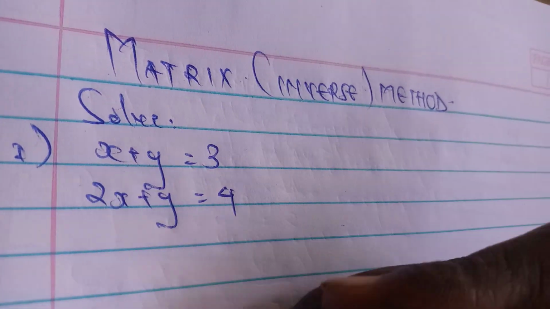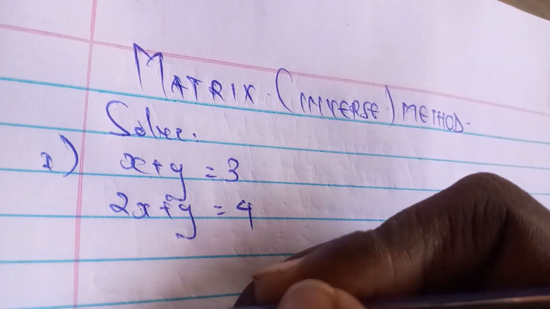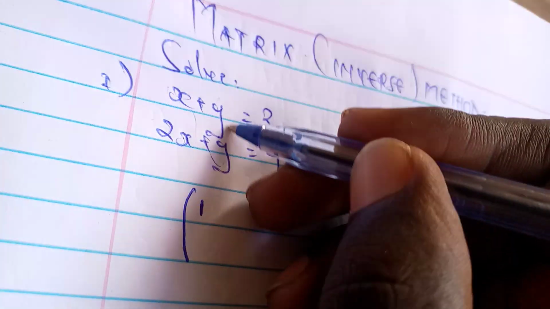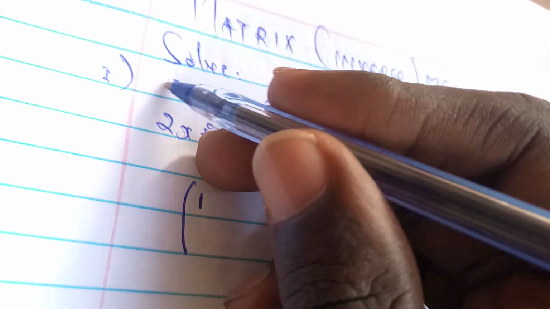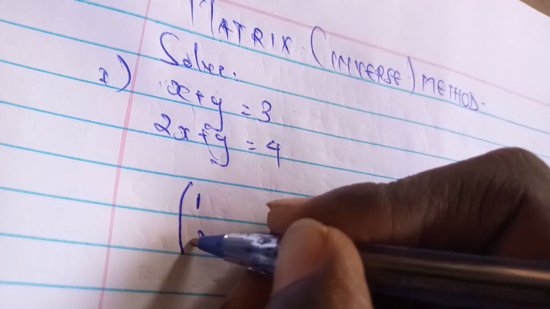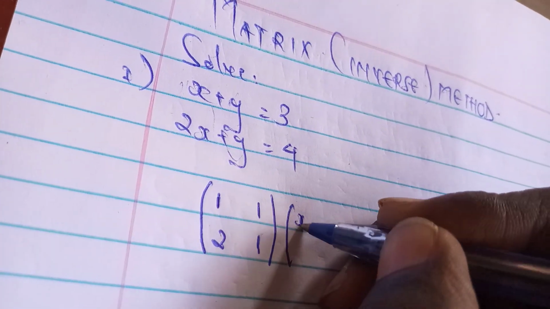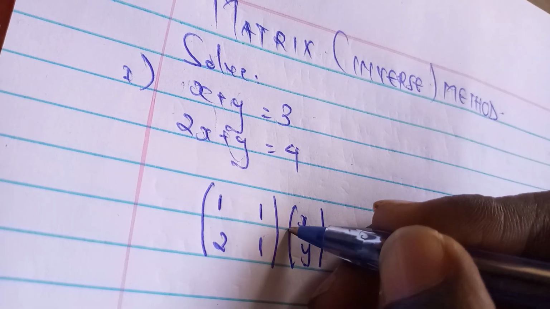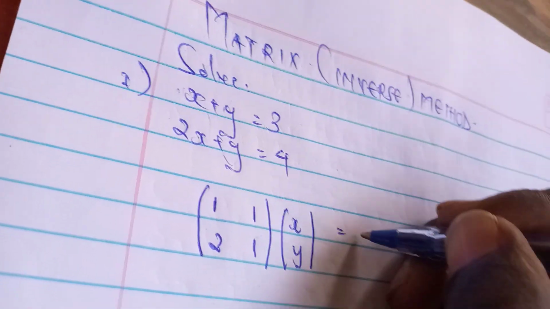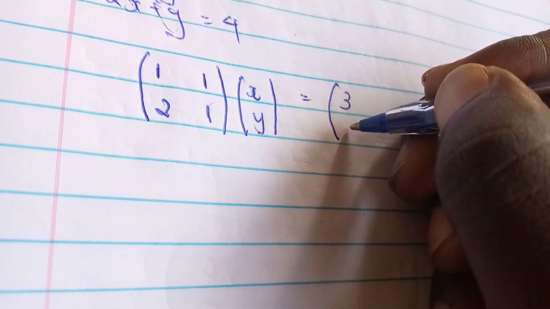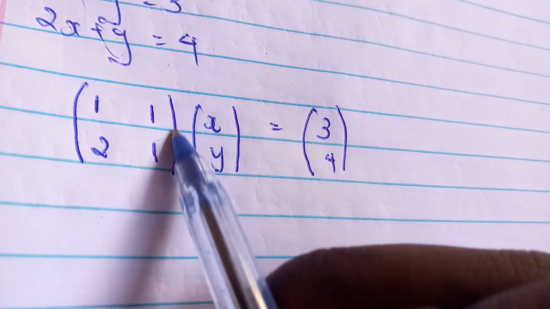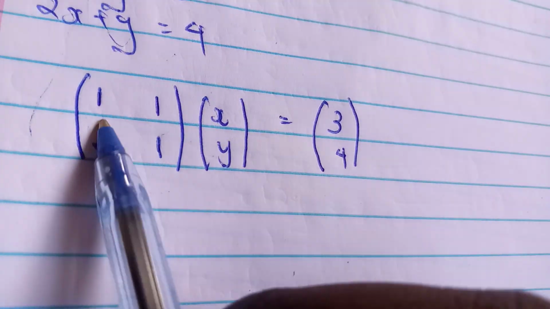The first step is that you form the matrix form of this equation. You write these coefficients first. Make sure this is x and the next that follows is y. So you start with x, which has a 1 in front and a 2, then 1, 1, multiplied with x, y. Don't put over signs. Just write it in matrix equals to 3, 4.